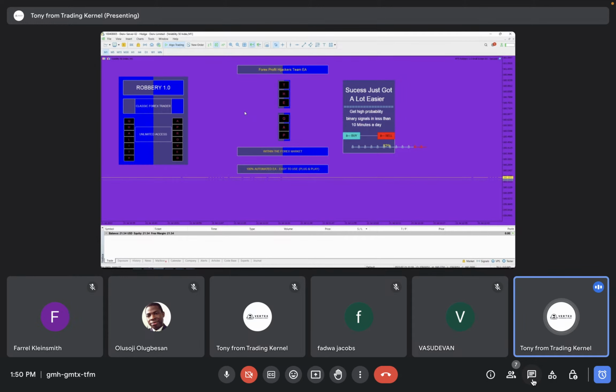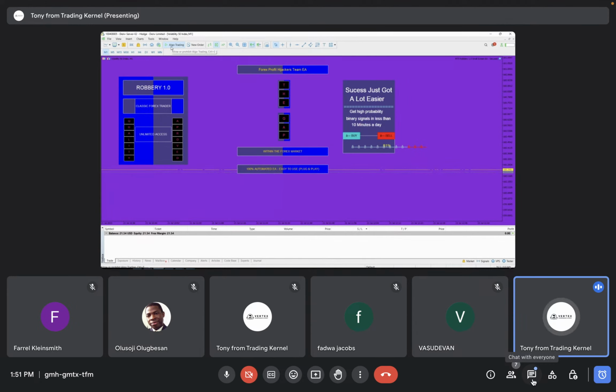Every system has different trading strategies. But for the robbery 1.0, Mr. Vasu, I honestly wouldn't even recommend that you trade the robbery every day. As you can see, if we are trading with the robbery 1.0, about 90% of the time we are going to have this algo trading button here disabled.